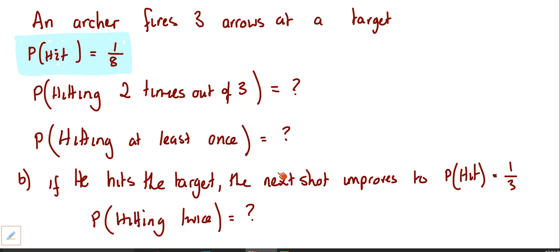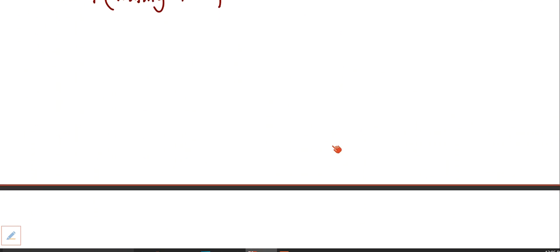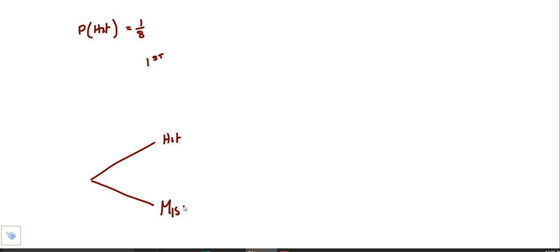Let's talk about the probability of hitting 2 times out of 3. What we are going to do is look at this tree diagram. The probability of him hitting the target is 1/8. He takes his first shot and will either hit or miss. What is the probability of him hitting? 1 out of 8. What's the probability of him missing? 7 out of 8.